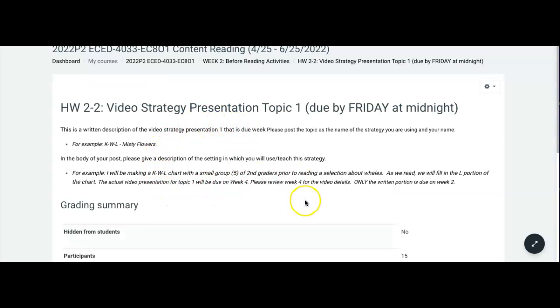Here are the directions. Please read them carefully. The body of your post should give that description of the setting in which you will use and teach this strategy, and I have given you an example. I will be making a KWL chart with a small group, 5 children in 2nd grade, prior to reading a selection about whales. As we read, we will fill in the L portion of the chart.